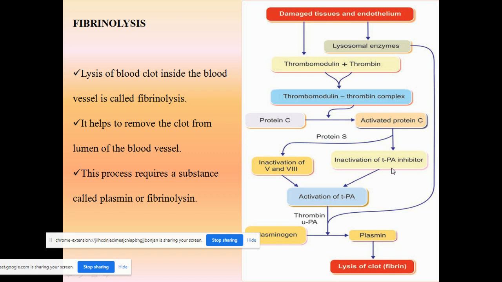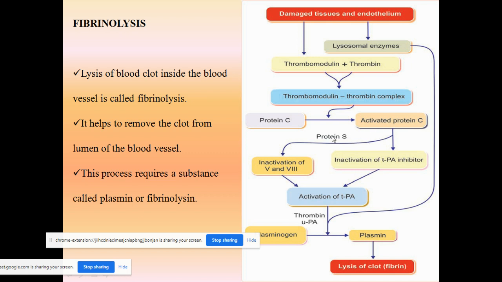I mean the process fibrin will be formed. Okay, there is an inhibitor, the TPA inhibitor. What will it do? It will inhibit the plasminogen activator. Okay, so if this is active, clotting will not happen. Okay, clotting will not happen. So here what will happen?